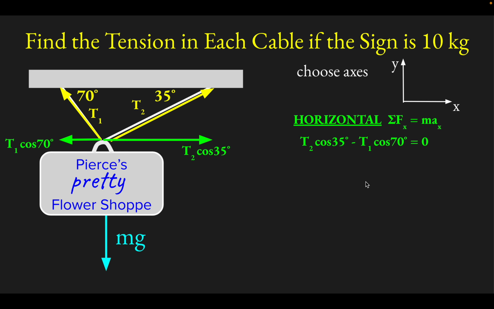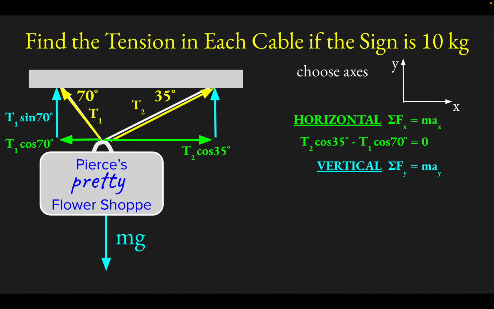We haven't really looked at the vertical direction yet. So let's look vertically. Vertically, there are going to be three forces. There are the two vertical parts of tension, so there's one and there's the other, but then we also have the weight, mg down. Those three blue arrows should balance each other out or add to 0.